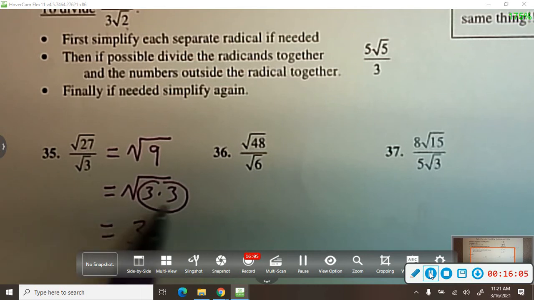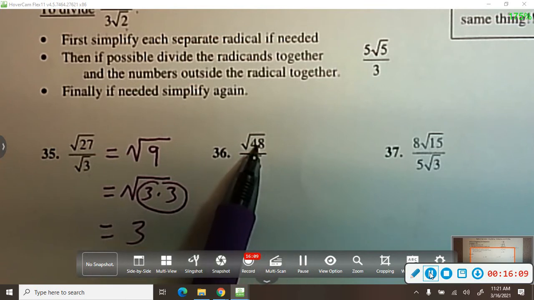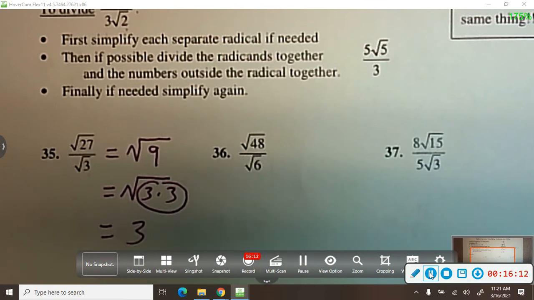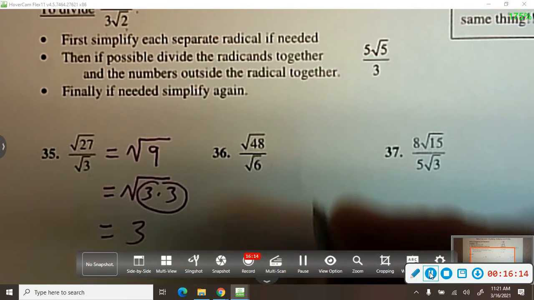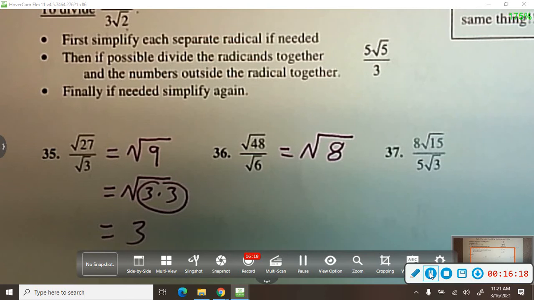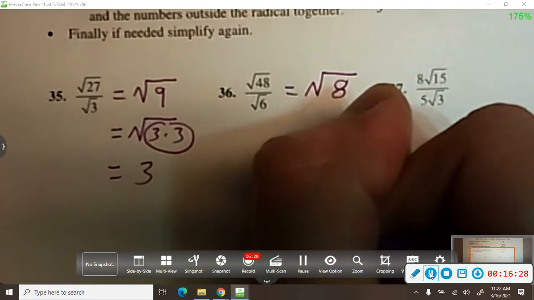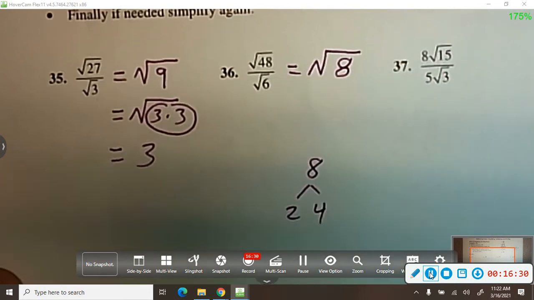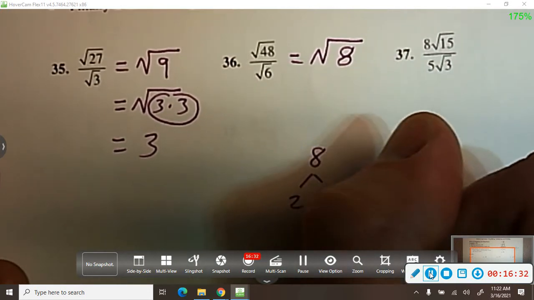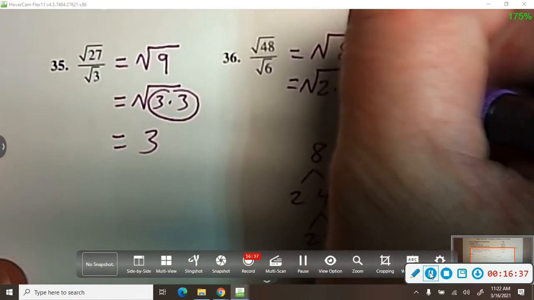You do not have to show this work if you could do that in your head right here. Okay. 48 divided by 6 is what? 8. 8 is not reduced. So if I think about 8, 8 is 2 times 4. 4 is 2 times 2. So I get that equals 2 times 2 times 2.